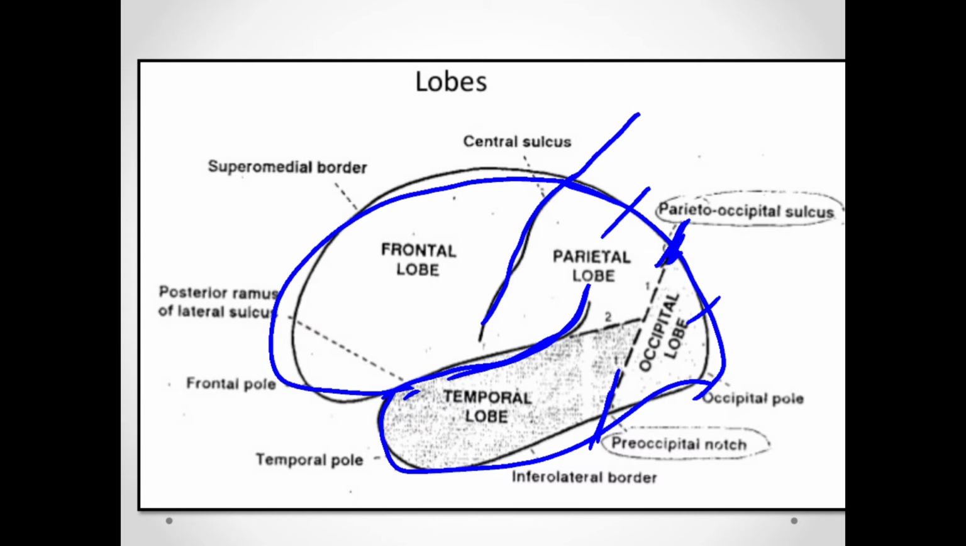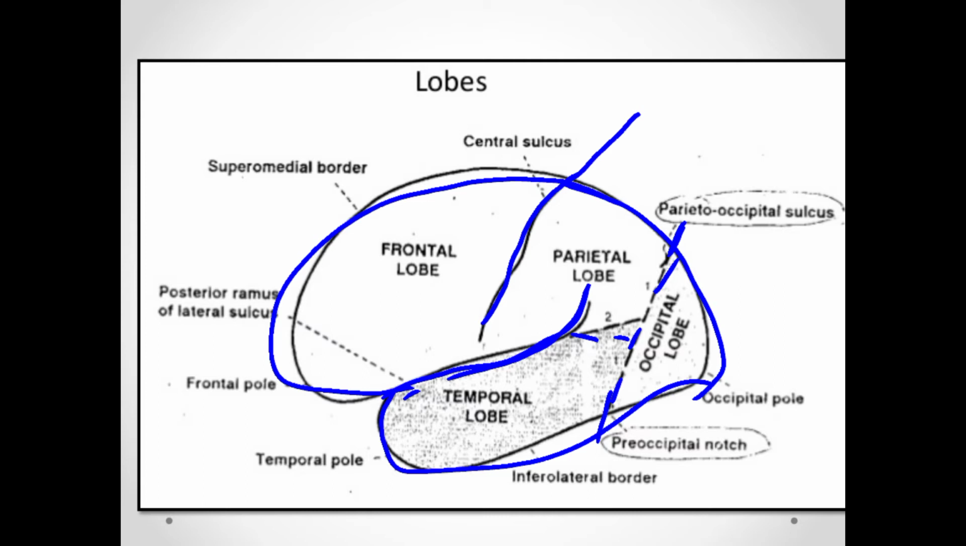After drawing this, you draw an imaginary line. The first imaginary line joins the parieto-occipital sulcus to the pre-occipital notch. You can see the imaginary line there. So join the parieto-occipital sulcus with the pre-occipital notch. Next, the second imaginary line goes from the posterior ramus of the lateral sulcus, joining the first imaginary line. So this will divide the cerebrum into 4 lobes.